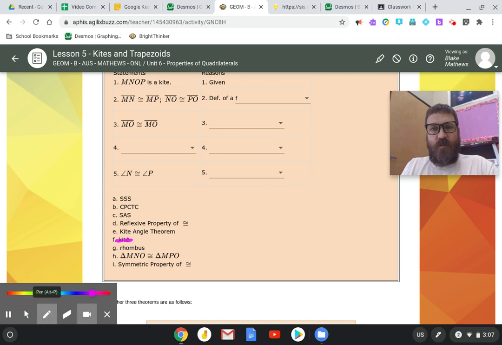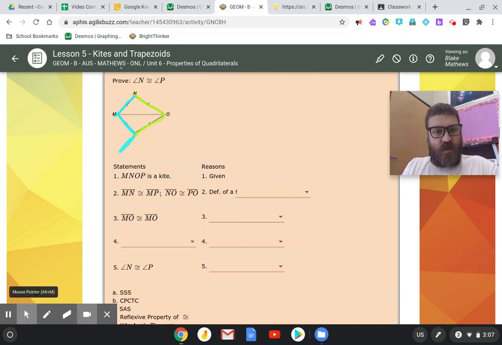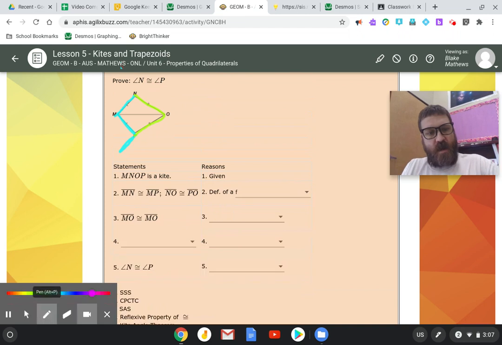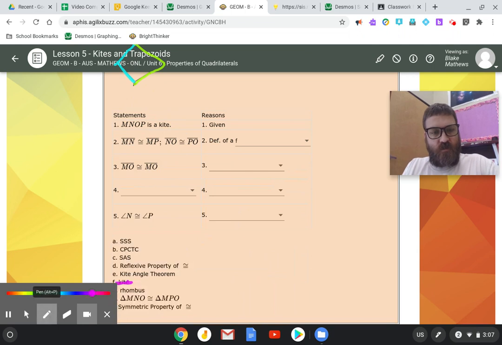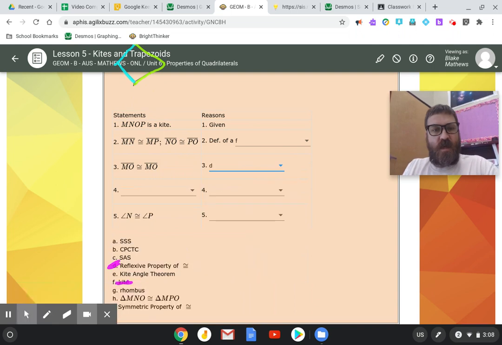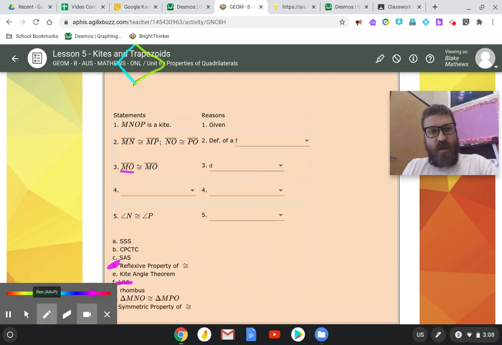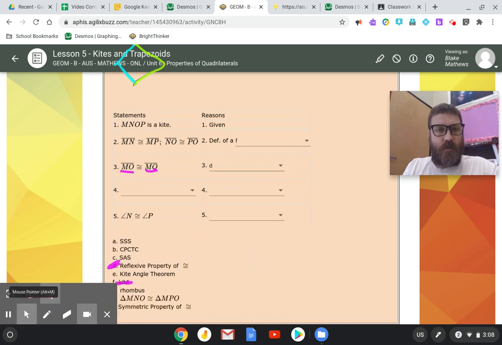Next one, MO is congruent to MO. If you've been watching these videos, you know that has to be the reflexive property. So let's look down here. Answer choice D is the reflexive property. So we go answer choice D. Anytime you have the same thing congruent to itself, you're dealing with the reflexive property.